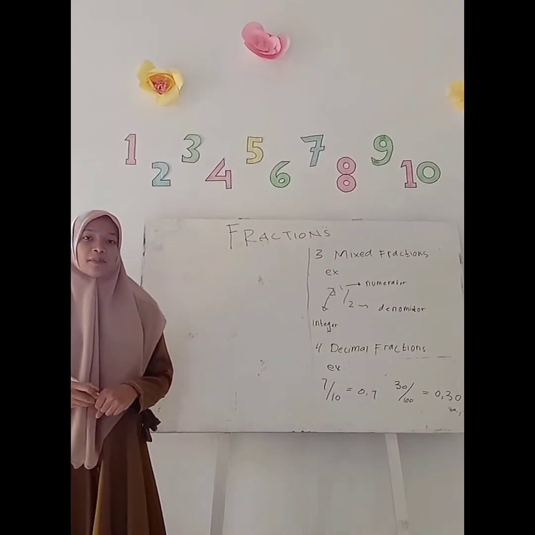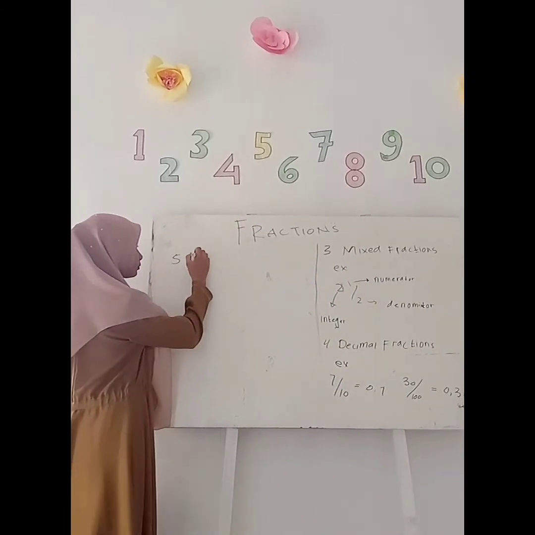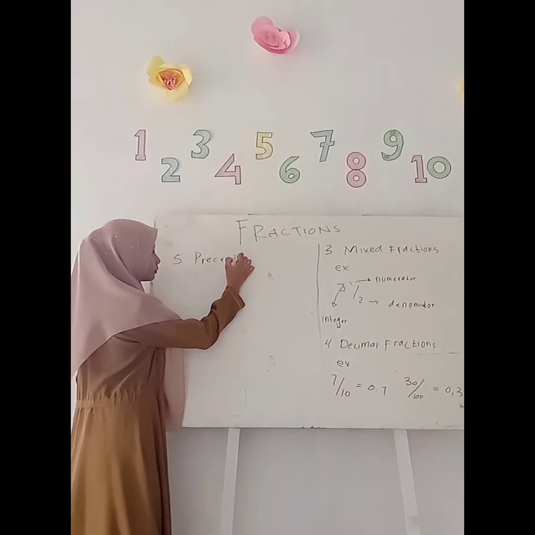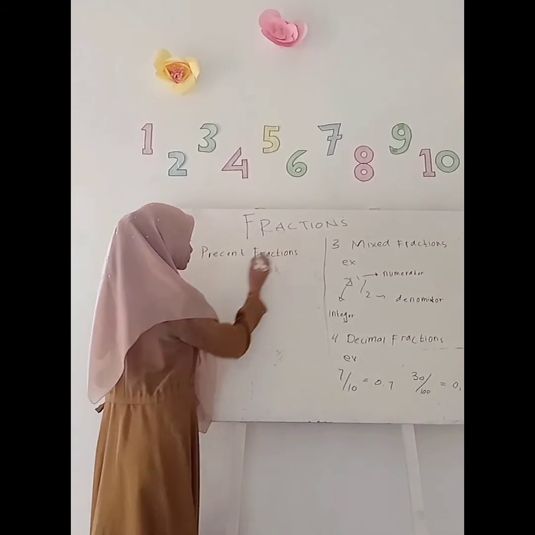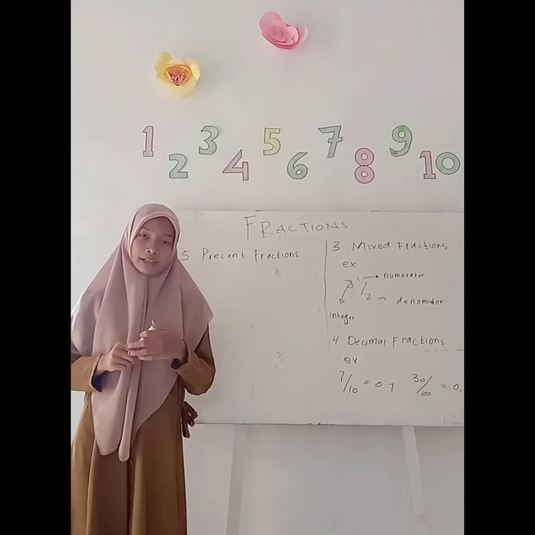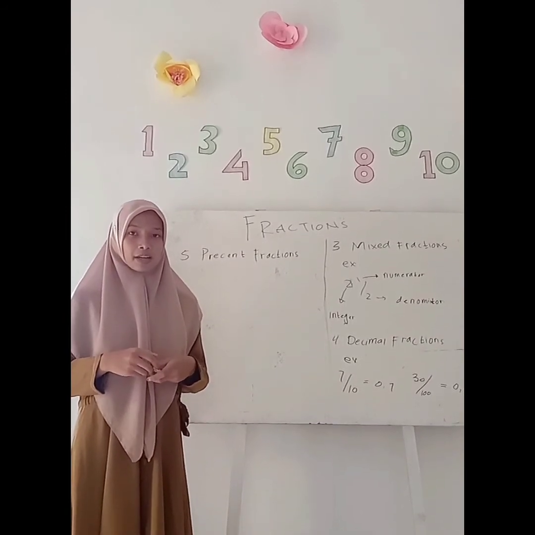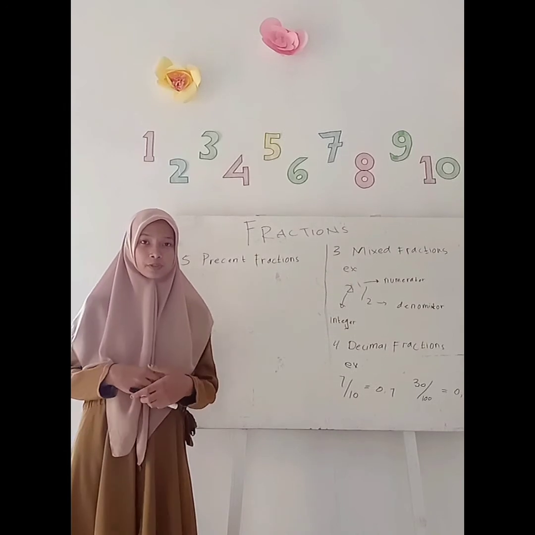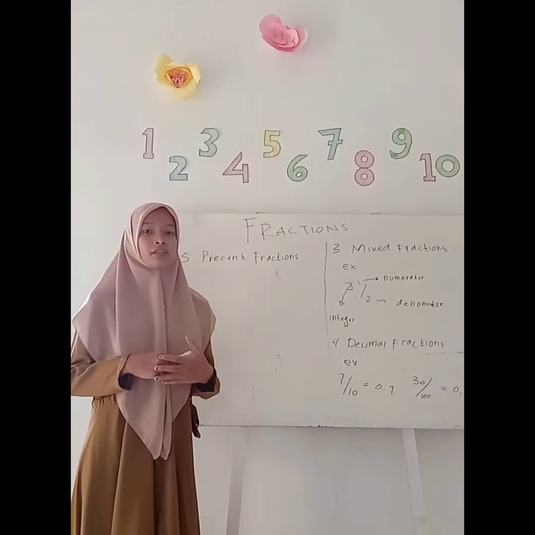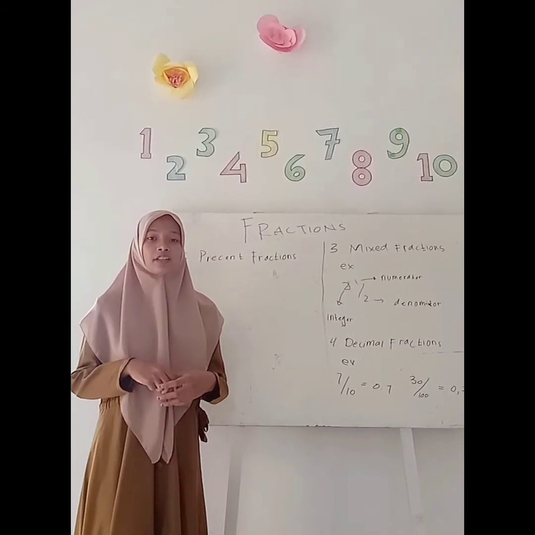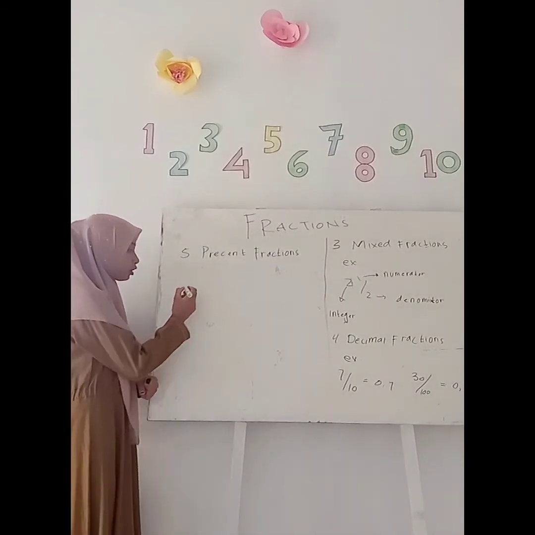Okay, next, number 5. Percent fraction. A percent number is a number in which the fraction form is hundredths but has a different written form. Or in short, the percent number is a number divided by 100. The percent number is written using the percent symbol.